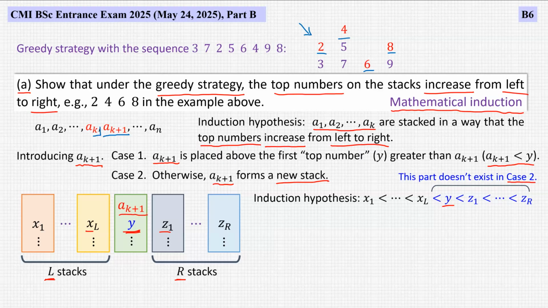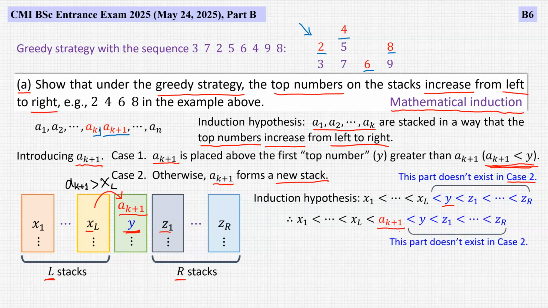Now, A_{k+1} being on top of y suggests that A_{k+1} is less than y, and A_{k+1} skipping over the previous top number x_L suggests that A_{k+1} is greater than x_L. Therefore, A_{k+1} is sandwiched between x_L and y, or for case 2 where such y doesn't exist, just greater than x_L.